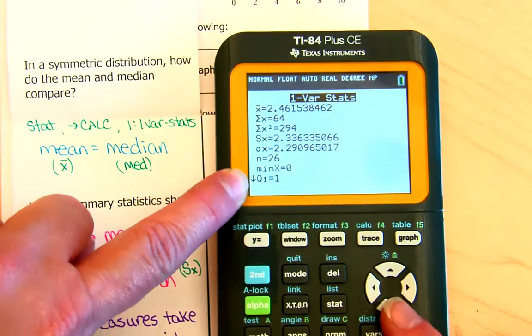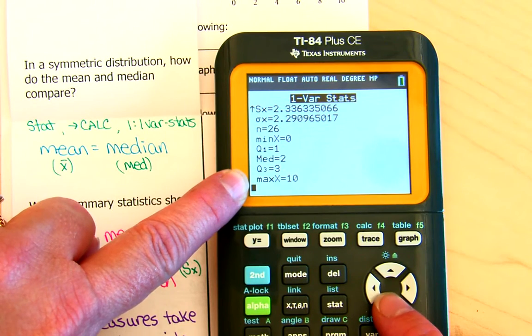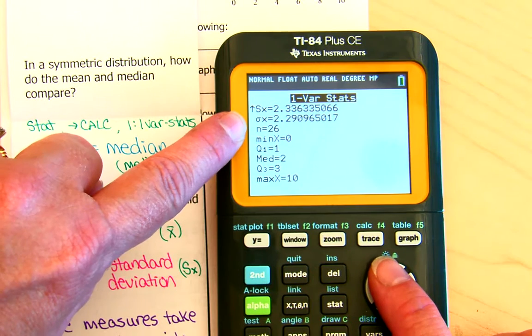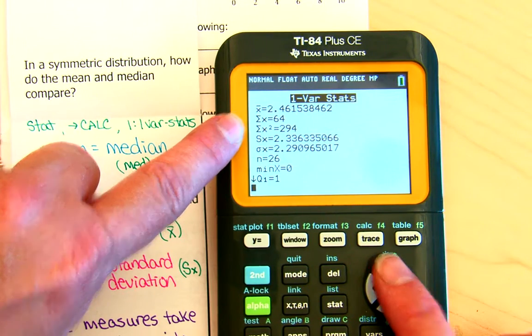You see this little down arrow? That means there's even more information. When I scroll down, there's more. Now I can scroll back up and see what I had at the top.